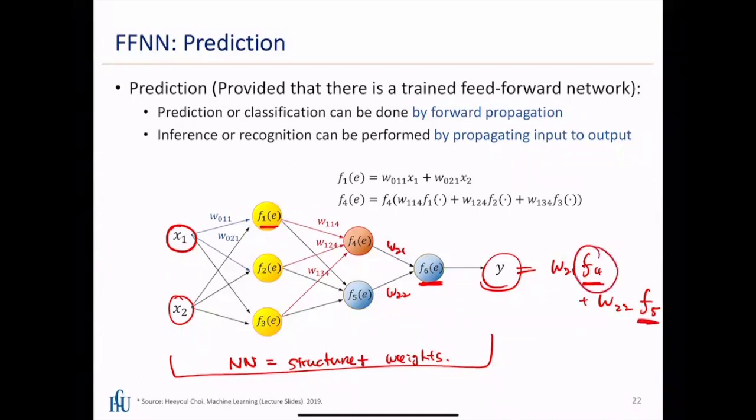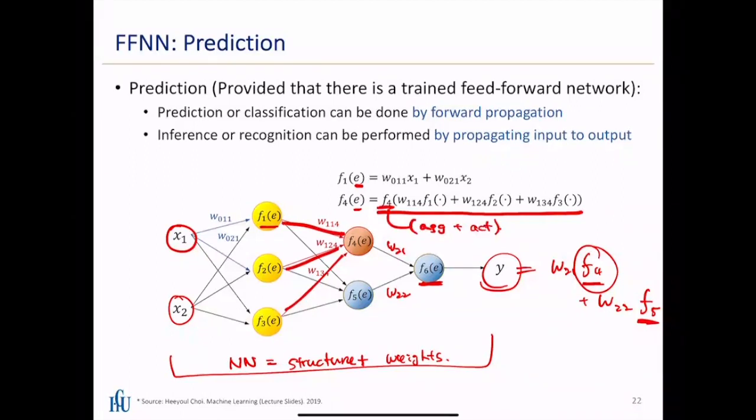So let's take a look at f4. f4 is a function, so e is sort of a placeholder in this notation, but e is essentially representing this. So f4 is the function of w114 multiplied by f1, w124 multiplied by f2, w134 multiplied by f3. So it's going to be the collection of the signal that goes through this connection. And again, itself has an activation function in it, so f4 includes an activation.